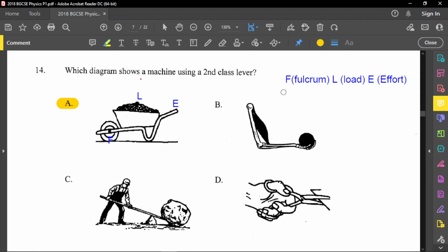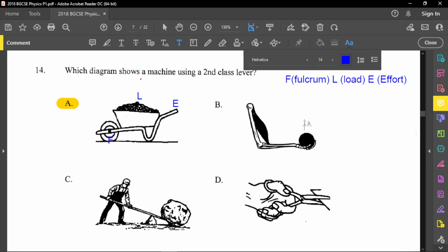Looking at this, the elbow right here, let's put the letters here. This will be our load. This here will be our effort. This is the muscle, it is the effort. And this will be our fulcrum. So again, fulcrum is in the middle. That means it is a first class. So this is a first class lever right here. A crowbar is always a first class. Load is right here. Effort is the man pulling onto the bar, and this is the fulcrum. Fulcrum is in the middle, first class.